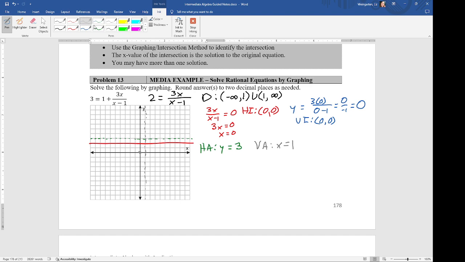So here's what our graph looks like. It goes through (1, 1) and (0, 0). And it actually goes through (-2, 2). So our solution, you'll see it much clearer in Desmos. Our solution to this problem is x equals negative 2.